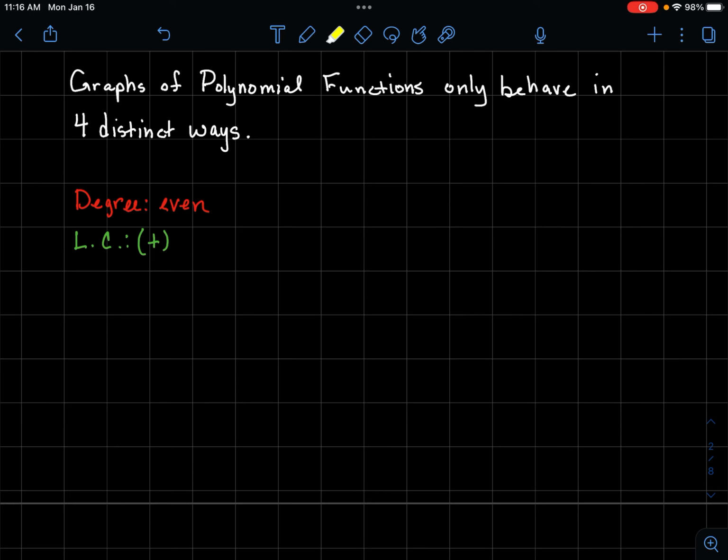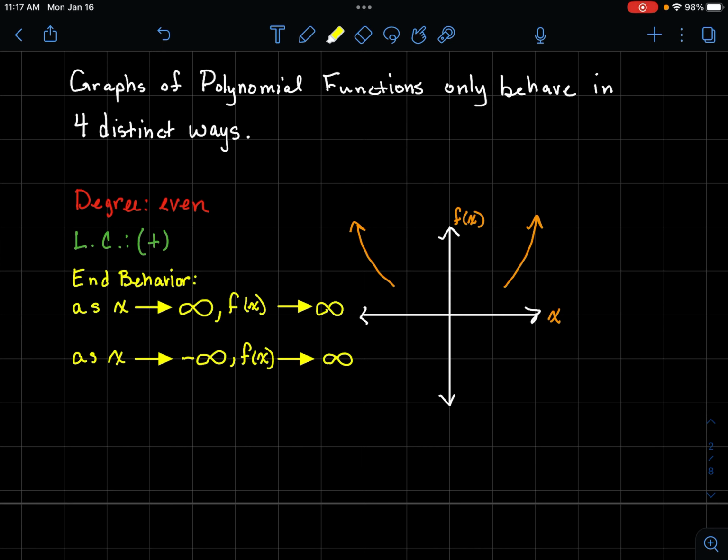The first one we're going to look at is what are all the different combinations of a degree and a leading coefficient. We're going to say, well, what happens if the degree is an even number and the leading coefficient in front of the variable is just a positive number? What will happen is that the arrows in the ends, no matter how far out on the x that we go positively or how far out on the x that we go negatively, the arrows will always end up going up and up.